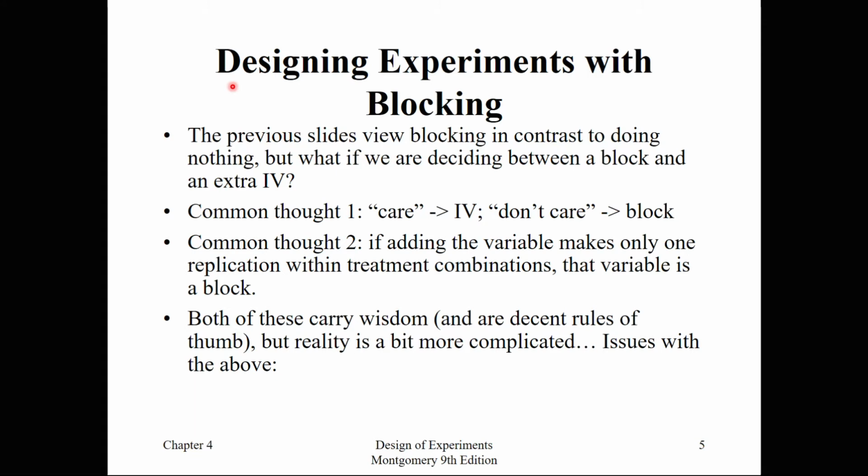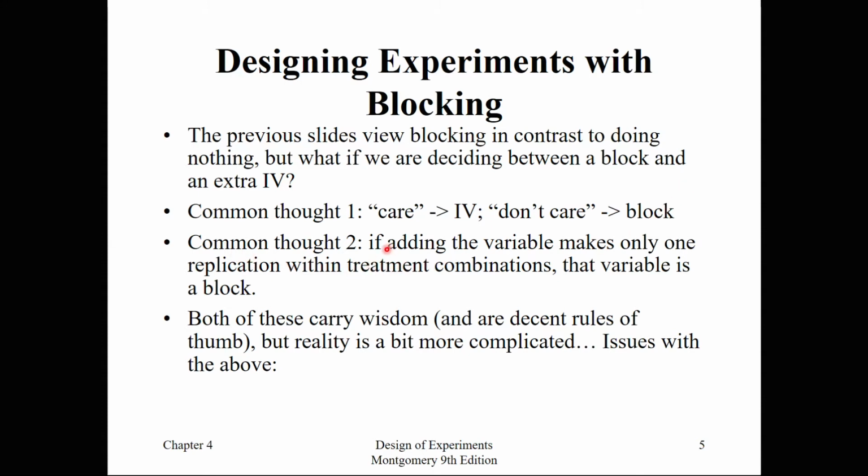In the previous slides, again, we talked about blocking versus doing nothing. So what if we're trying to decide between blocking and an extra independent variable? We're going to talk about two common thoughts here. One is, if we care, it should be an independent variable, and if we don't care about it, it should be a block. That's what we've been thinking thus far. So for variables that I care about, it's an independent variable. For variables I don't care about, we call them nuisance factors, a variable that's there but doesn't really matter to me, then I block it out.